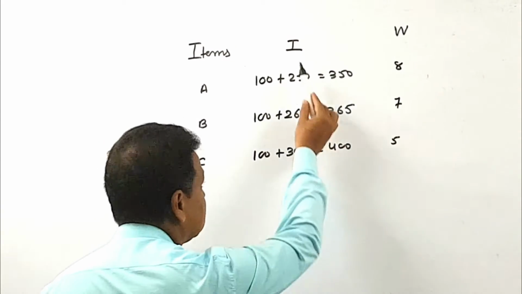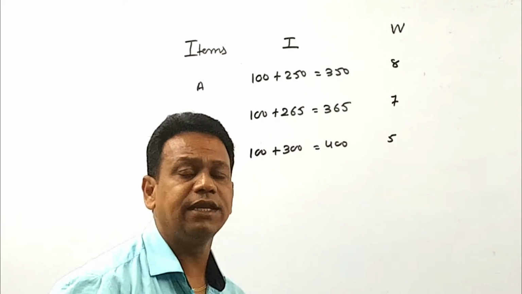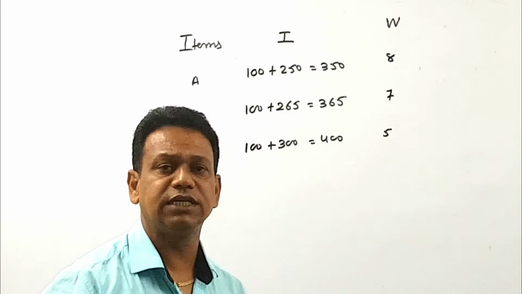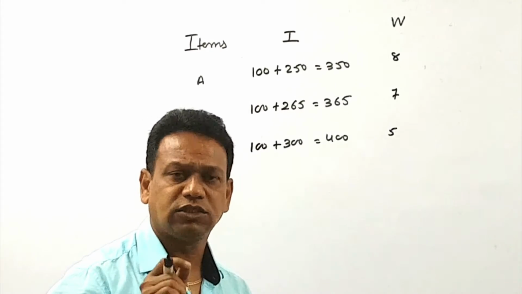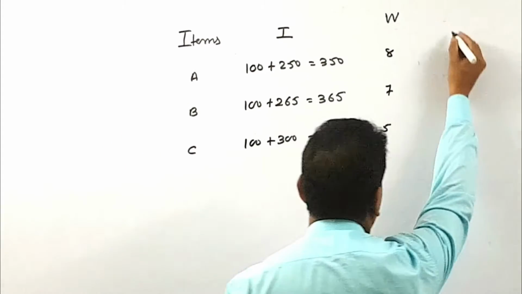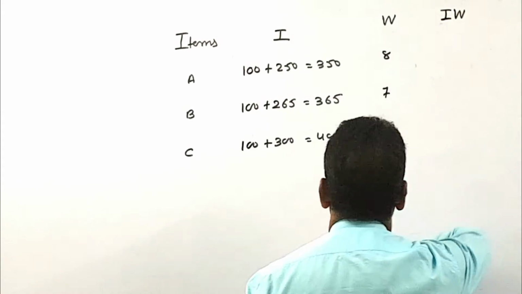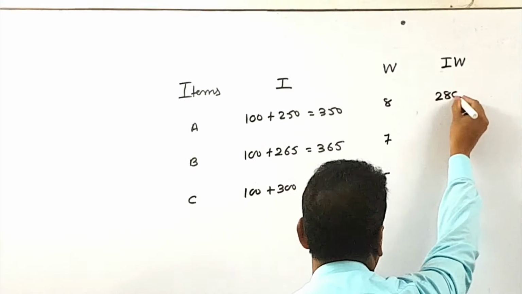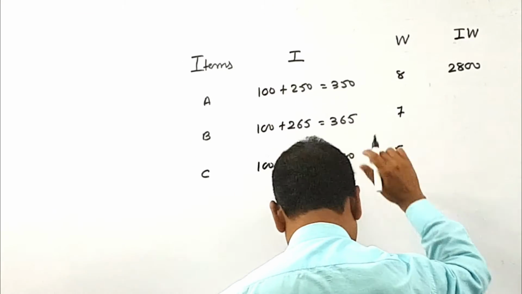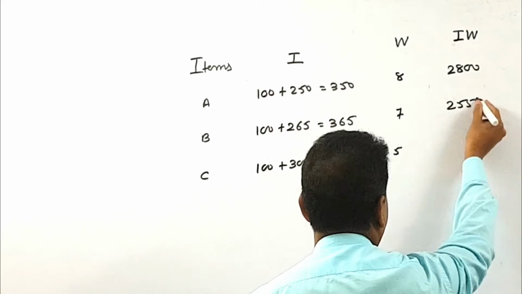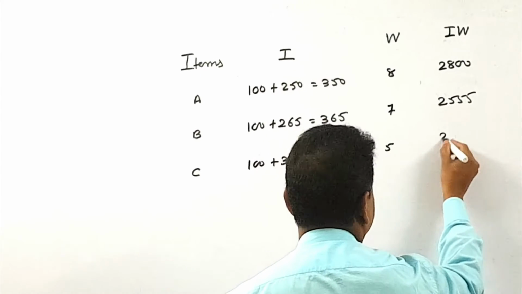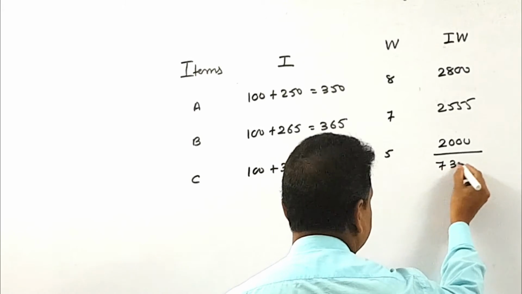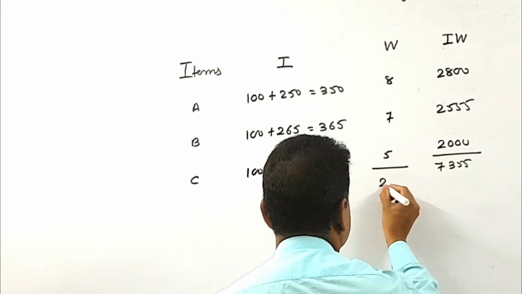After seeing these two columns I and W, any student gets the idea that we have to use the weighted average method to get the general index number. So I make a next column, I W. 350 into 8 becomes 2800. 365 into 7 becomes 2555. Then 400 into 5 is 2000. Then get the total of the last column, it is 7355, and the total of weightage is 20.